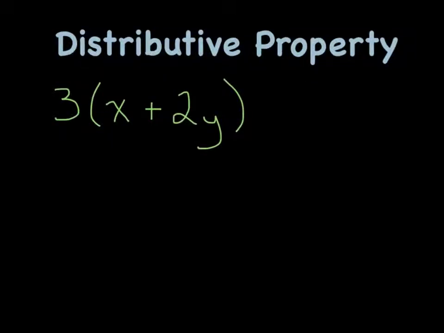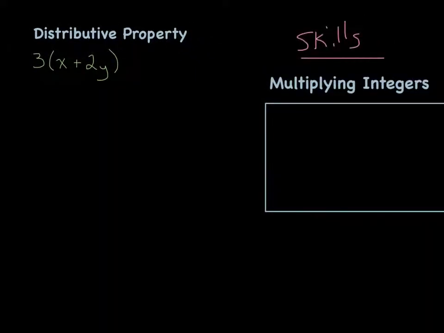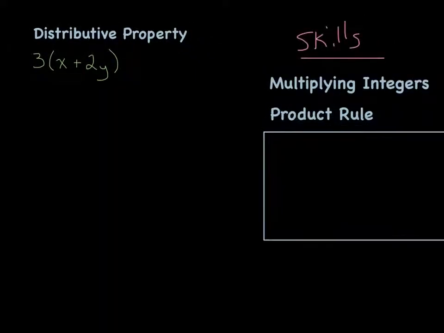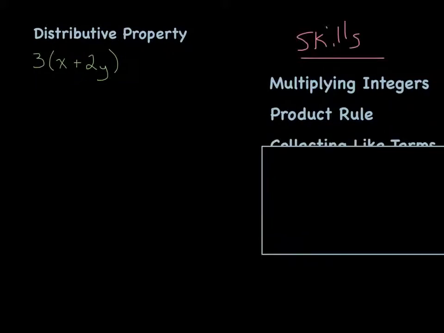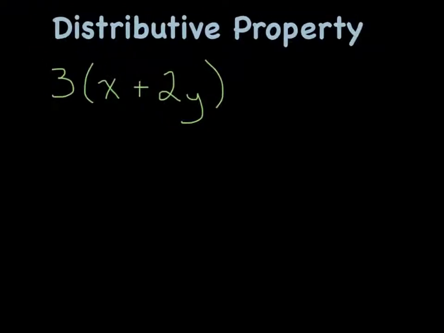Okay, in this video we look at the distributive property, and in order to do the distributive property we're going to be multiplying integers, we're going to be applying the product rule, and we're also going to be collecting like terms. So let's take a look at an example here.